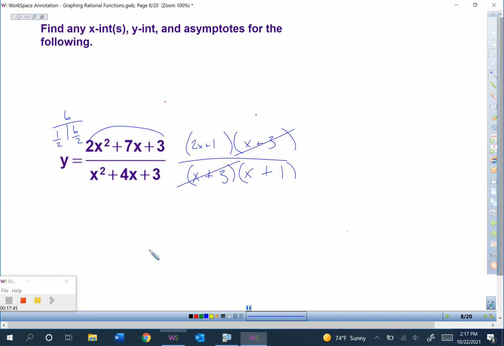So here, hopefully you notice some nice things are happening. Those x plus 3's go away. And I want you to just rewrite what's left. 2x plus 1 was on top, and x plus 1 is on the bottom.